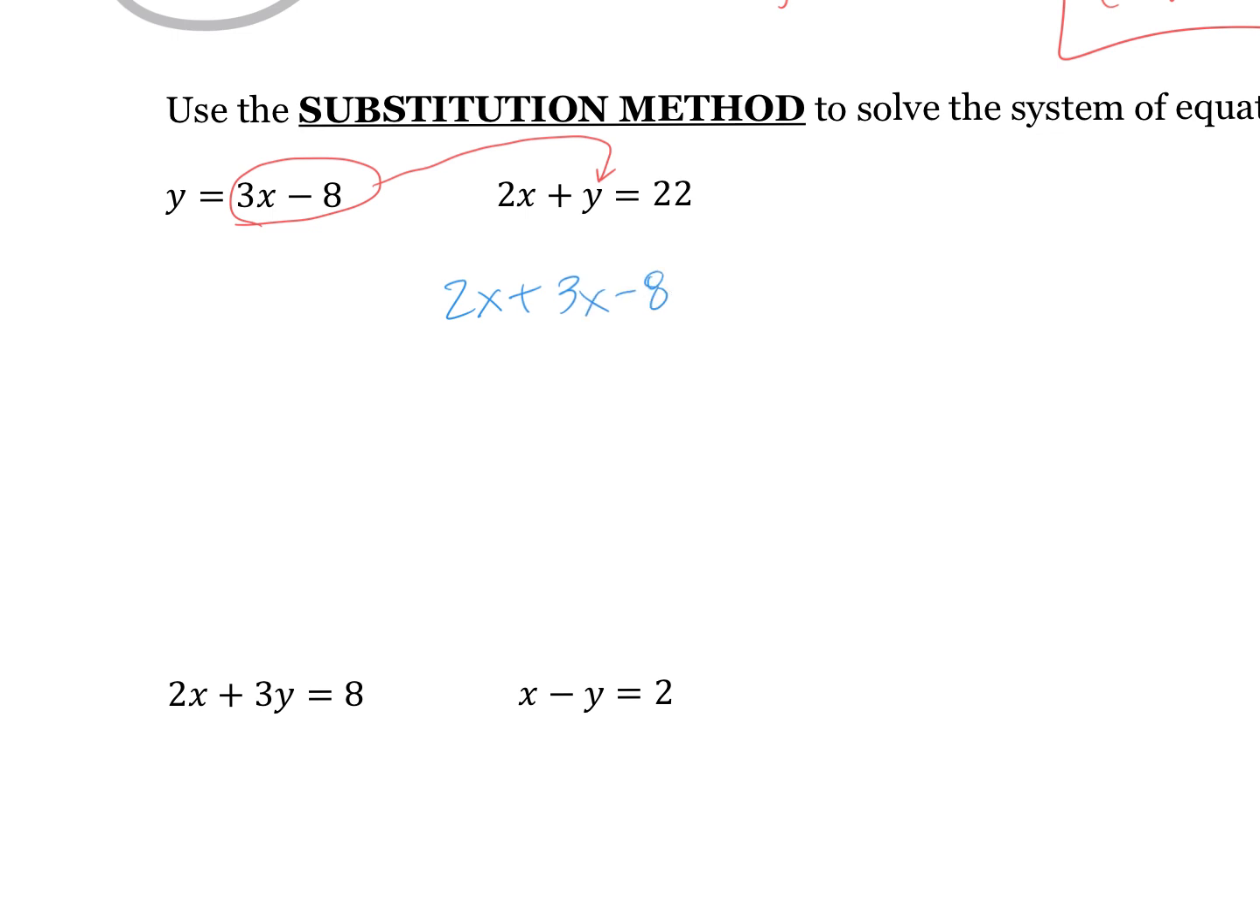3x minus 8 got subbed out equals 22. What is 2x plus 3x? 5x. I'm going to throw that 8 over all in one step. 5x is 30. X is 6. Garrus, you're 6.